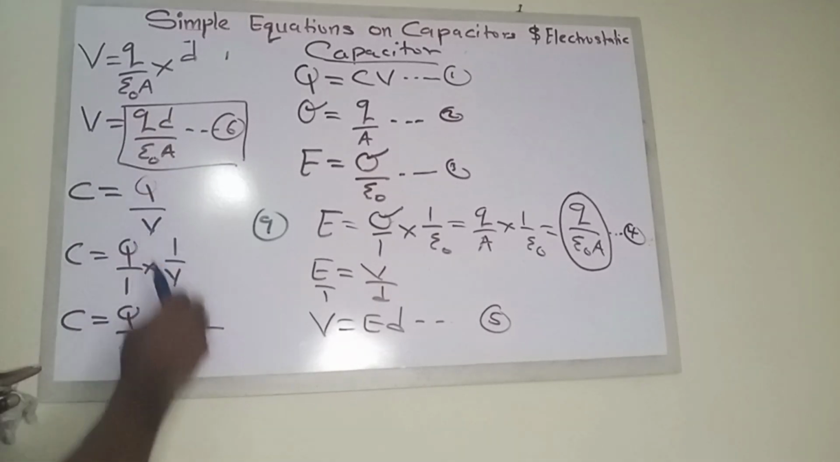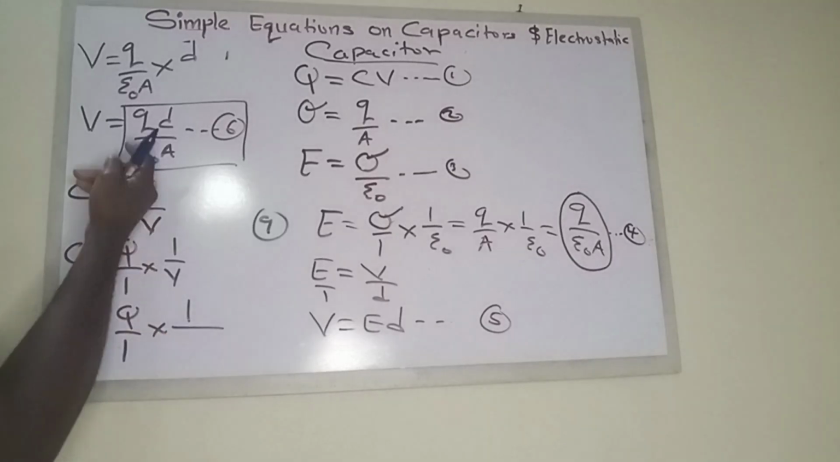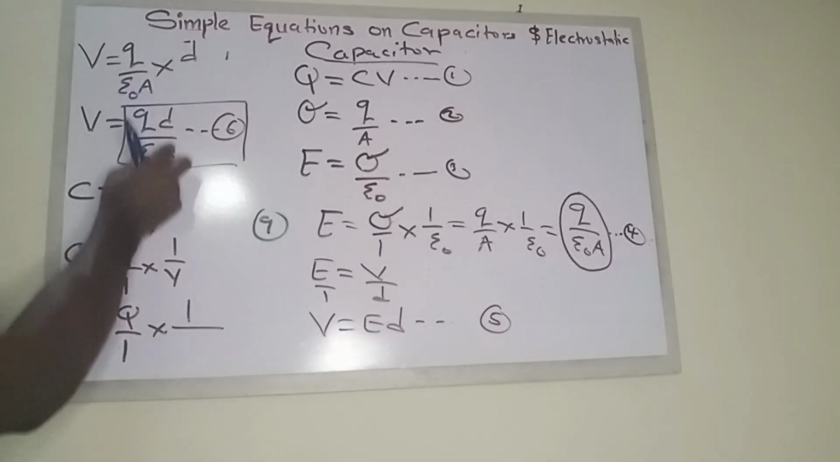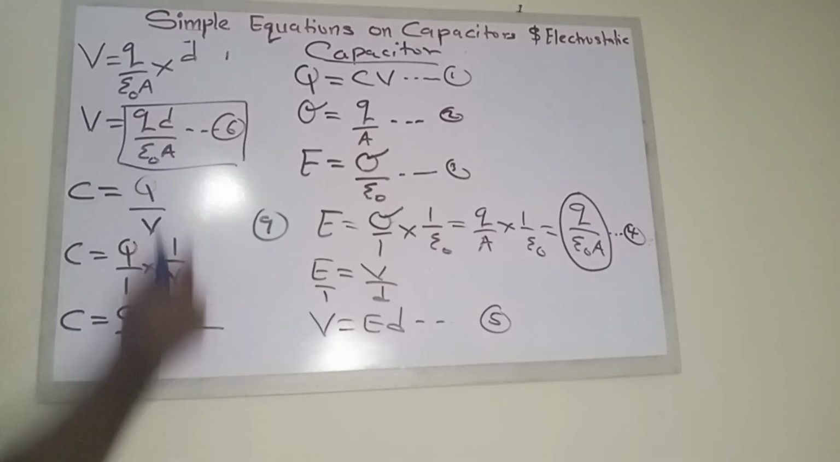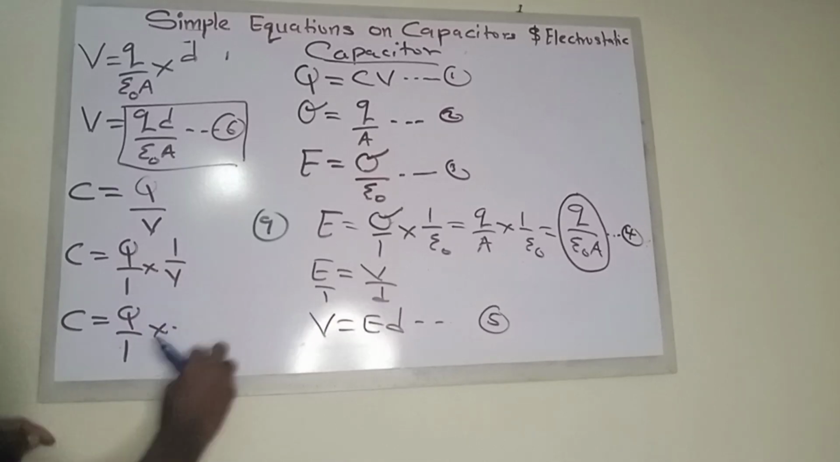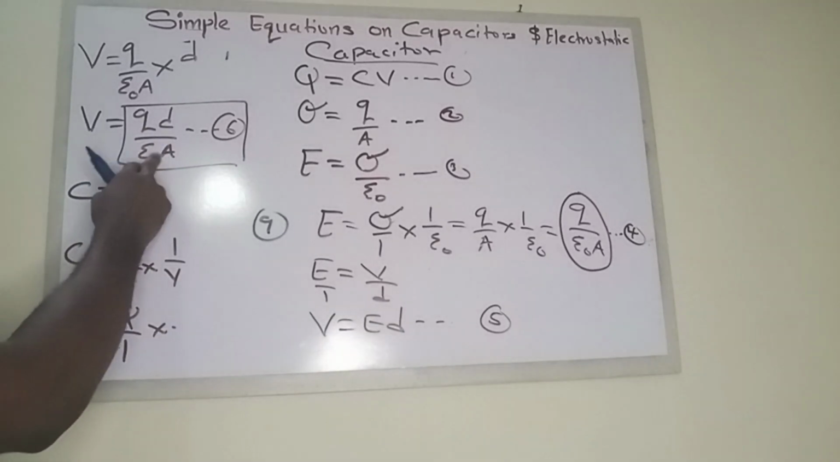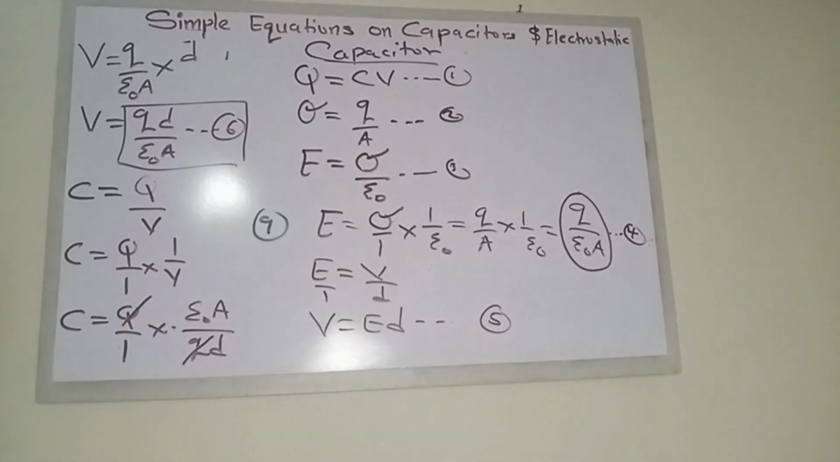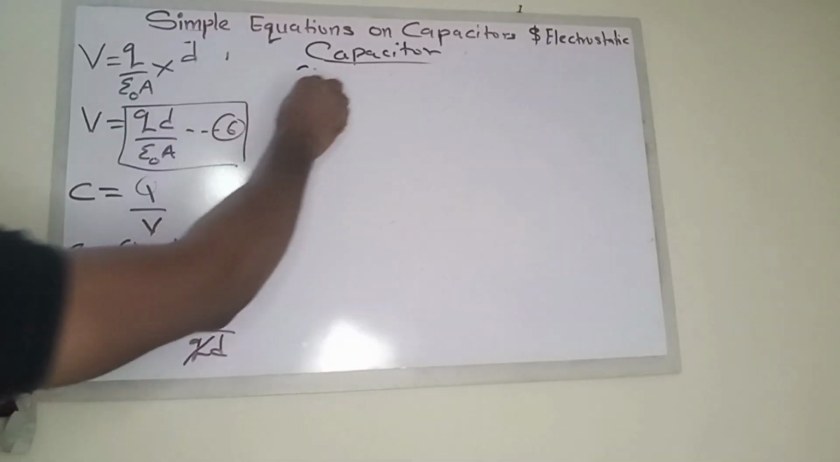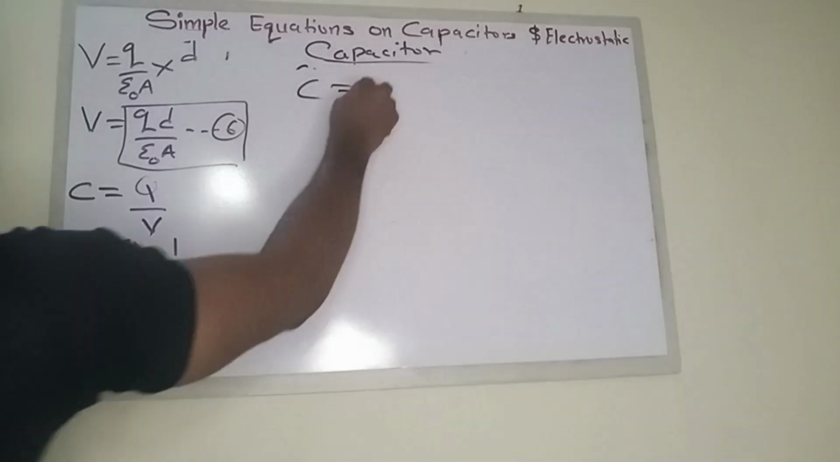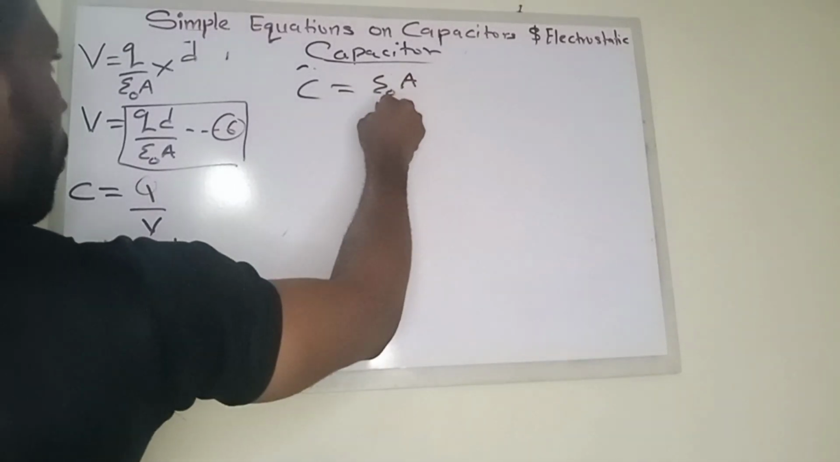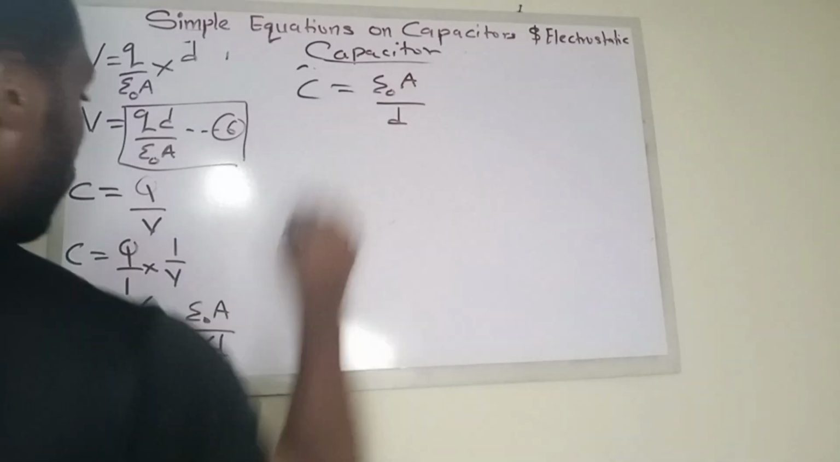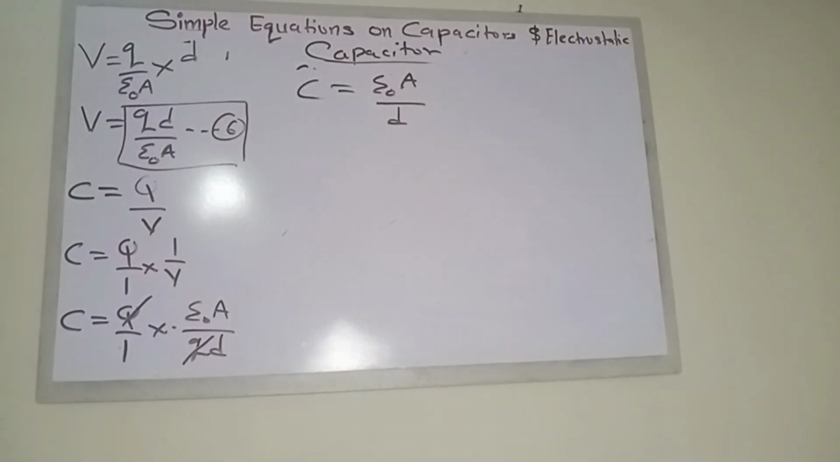At this point, we cannot just bring it down, so we will take the reciprocal. Our QD comes down, our E naught goes up, which means we have E naught A over QD. So Q cancels Q, and our capacitance is equal to E naught A over D.